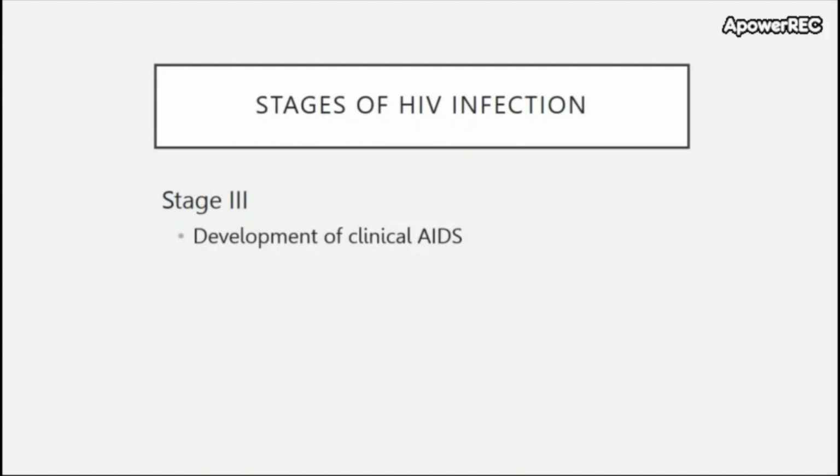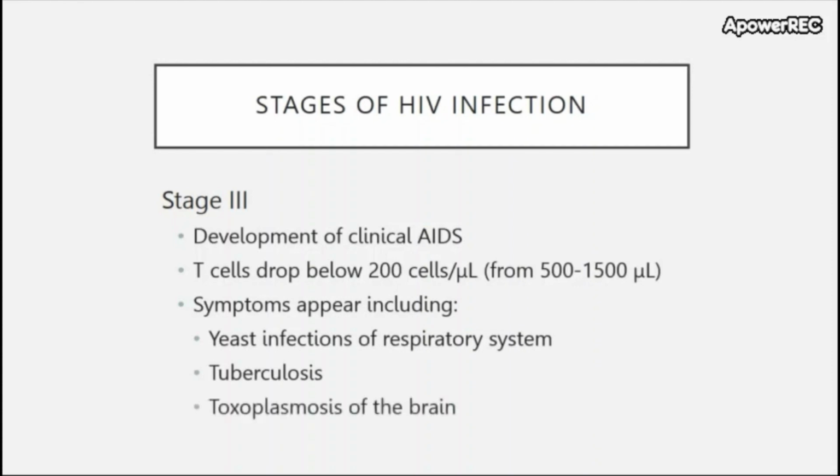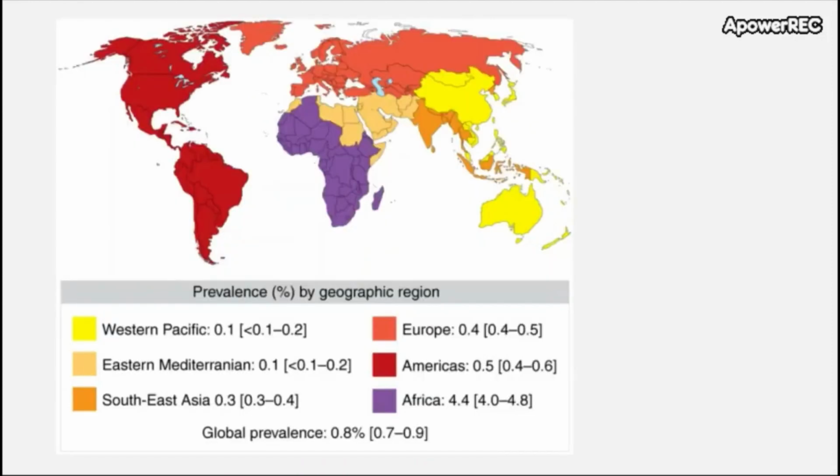And this is where we have development of clinical AIDS. The T cell count drops below 200 cells per microliter, from a normal of 500 to 1500. And symptoms begin appearing, including yeast infections of the respiratory system. They might easily contract tuberculosis or toxoplasmosis of the brain. Before this point, a person is considered merely HIV positive. At stage 3 is when they begin to have AIDS.